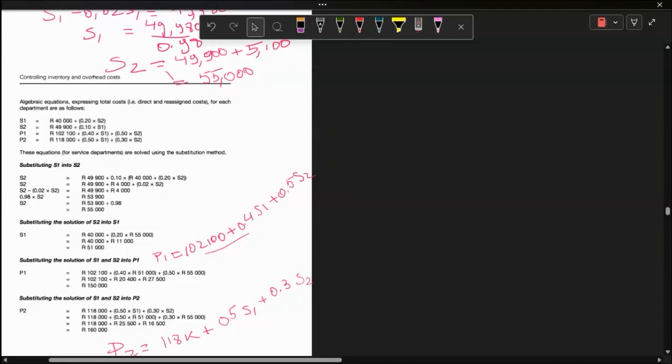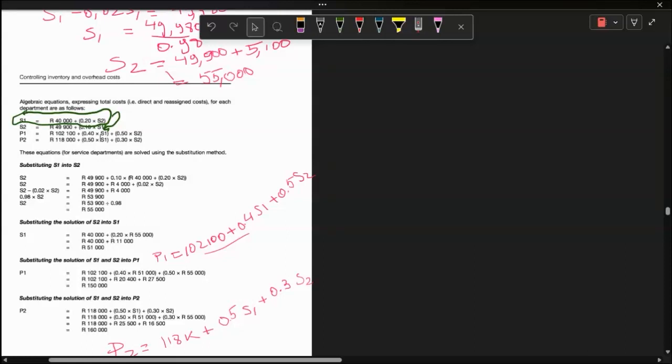Now, what you're going to do is substituting. This is a mathematical method. It's not difficult. You can find it. You just substitute S1 into S2. So you take this S1 here, you see this S1 here, you're going to put it here. That's all. So you're going to say S2 equals 49,900 plus 0.1 multiplied by S1, and what is S1? 40,000 plus 0.2 multiplied by S2.